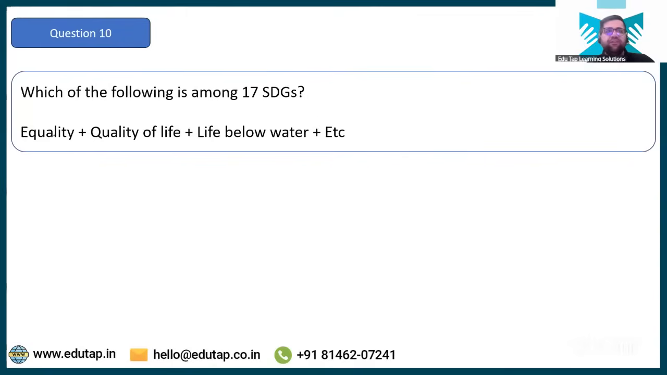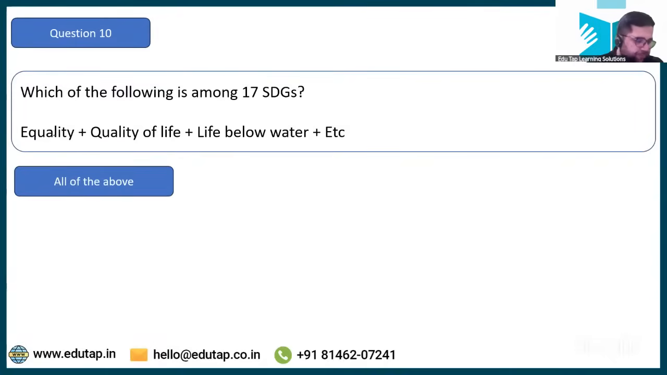Moving forward to the last question, question number 10 of current affairs: which of the following is among the 7 sustainable development goals? Multiple goals were given: quality of life, life below water, etc. And all of them were correct. So the correct answer will be all of the above.